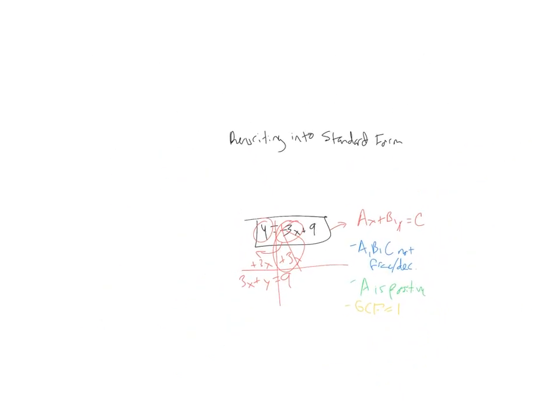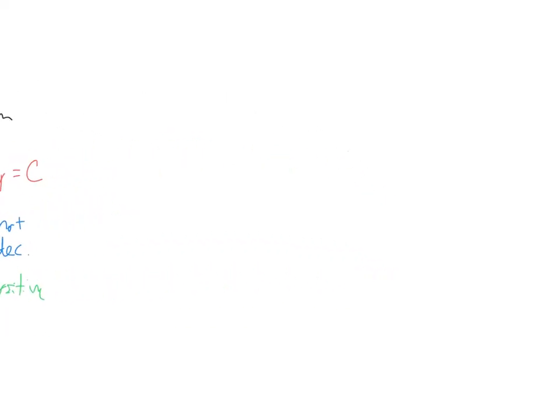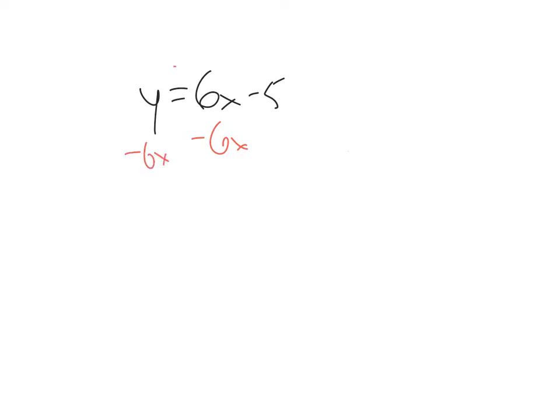Let's take a look at a couple more examples. Okay, let's take a look at y equals 6x minus 5. To get this one in standard form, we need to subtract 6x from both sides, right? We want to move this x to the left side. Then we can change the order of the x and the y. I'm going to put the x first. So we'd have negative 6x plus y equals negative 5.